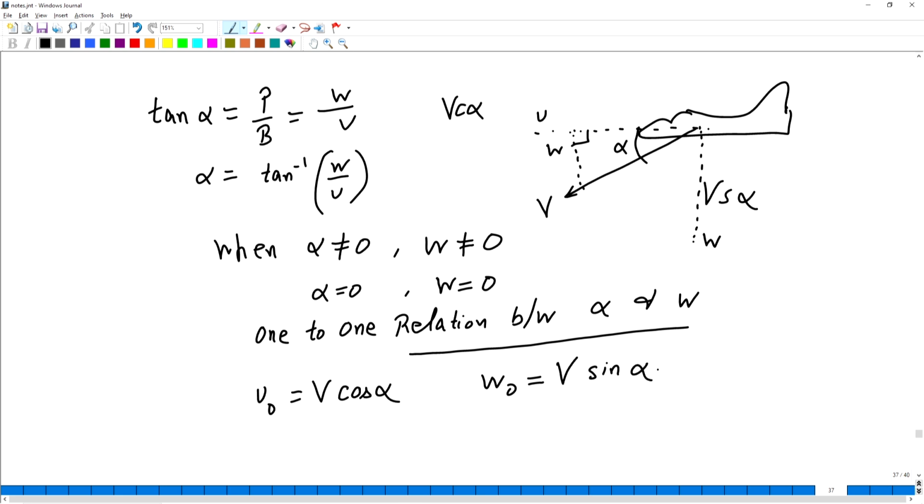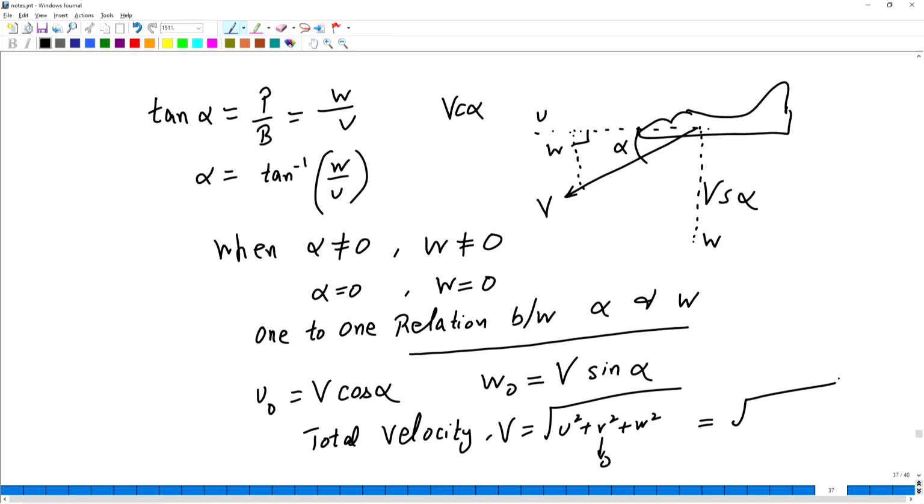All right. And total velocity we know is written as capital V equals square root of u square plus small v square plus w square. So for this case we have assumed small v is 0. So we have finally u square plus w square. These relations we'll be using in our simulation model.